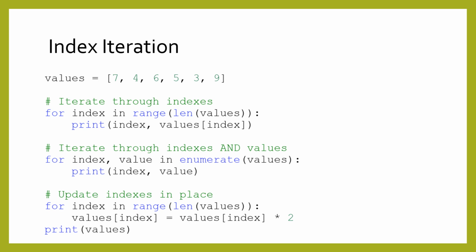Sometimes we need to iterate through indexes instead of values. This is useful for finding the location of an item in a list, perhaps to find an adjacent element. Or you might want to actually update the original list instead of creating a new list.